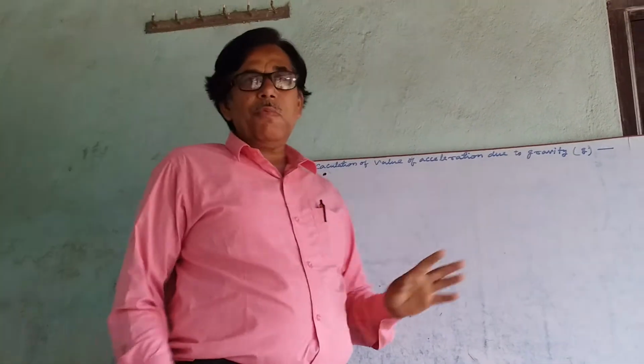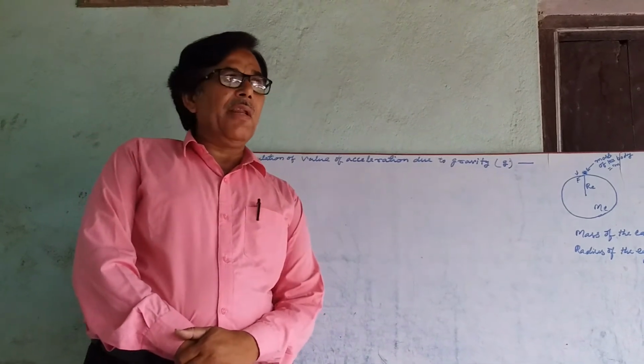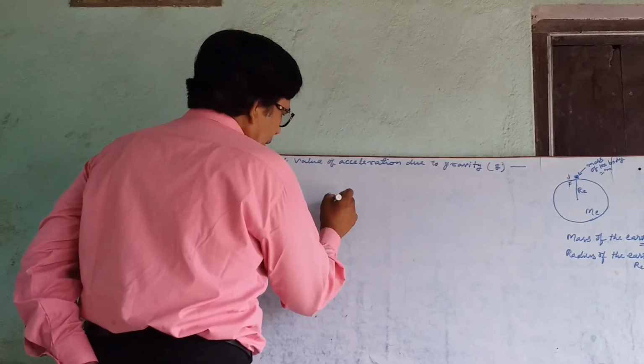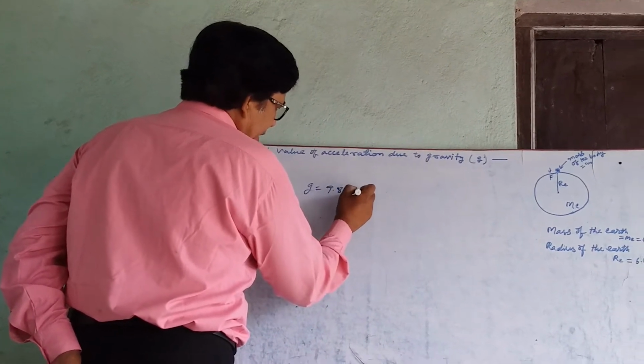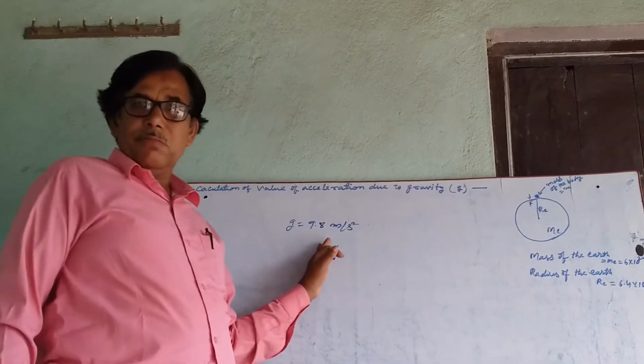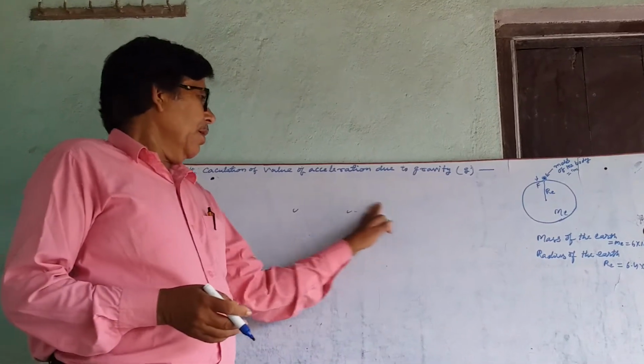In this video, we will study the calculation of the value of acceleration due to gravity. We generally take g equal to 9.8 meter per second square, but how this value came, we will calculate it in this video.